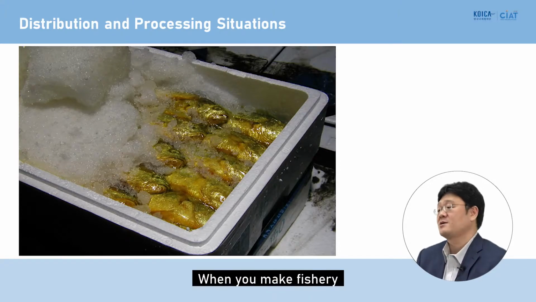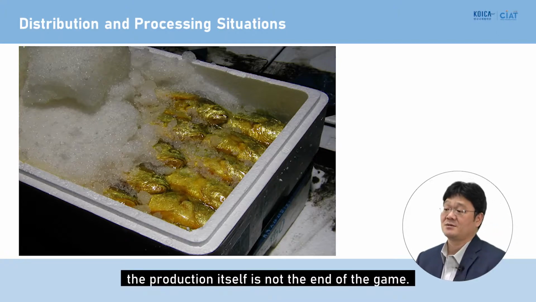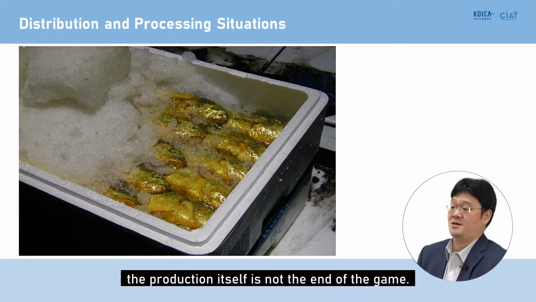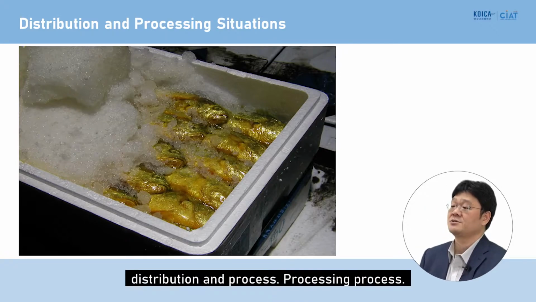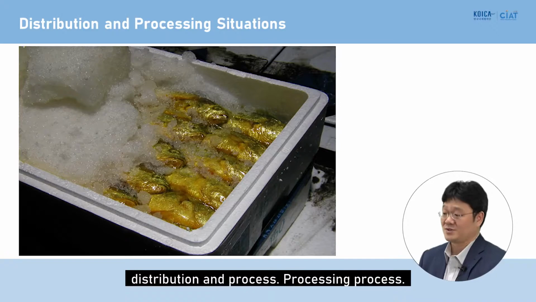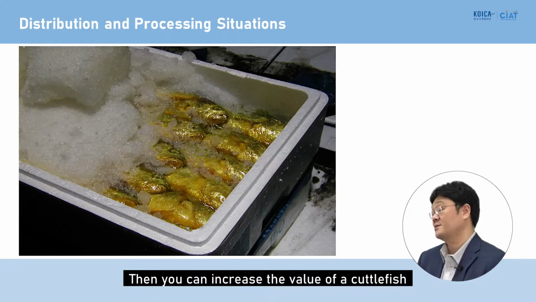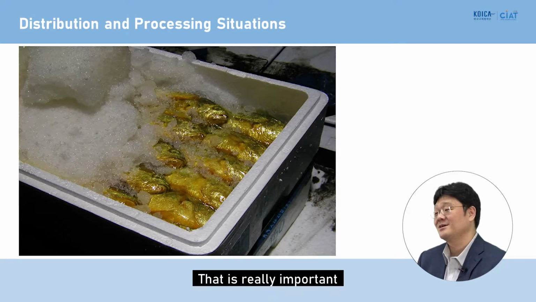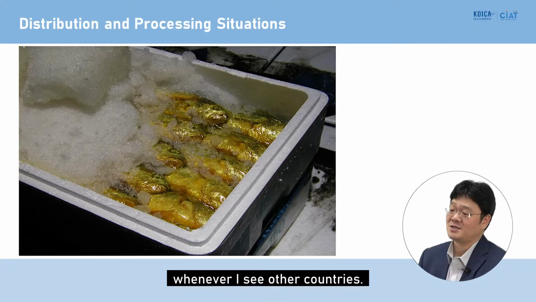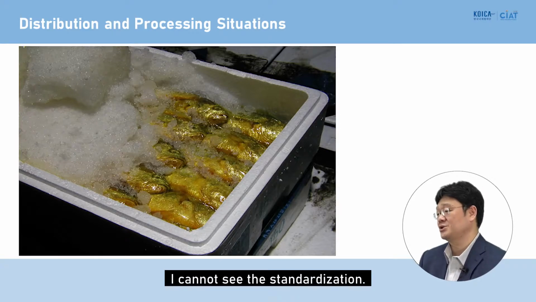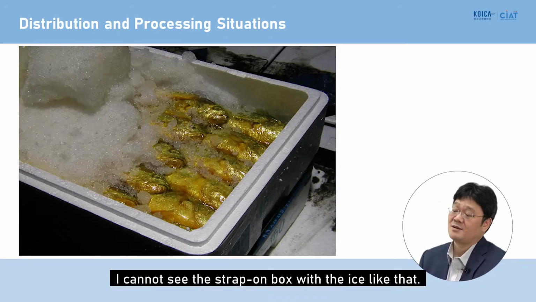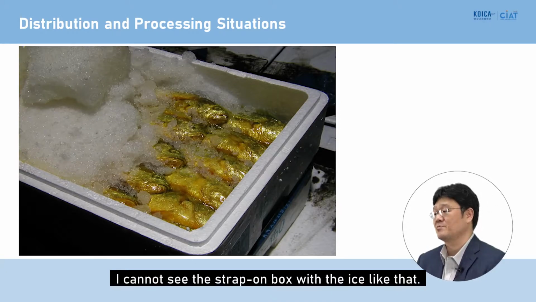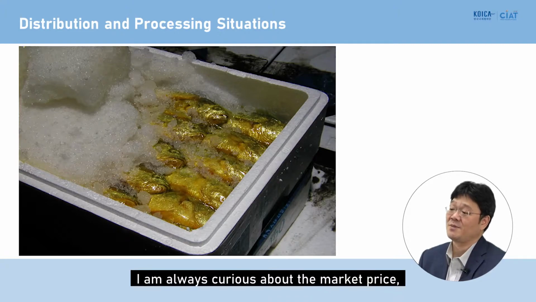So when you make fisheries and aquaculture policy, the production itself is not the end of the game. You have to consider distribution and the processing. Then you can increase the value of a caught fish and the farmed fish. That is really important. Whenever I see other countries, I cannot see the standardization. I cannot see the styrofoam box with the ice like that. I am always curious about the market price.